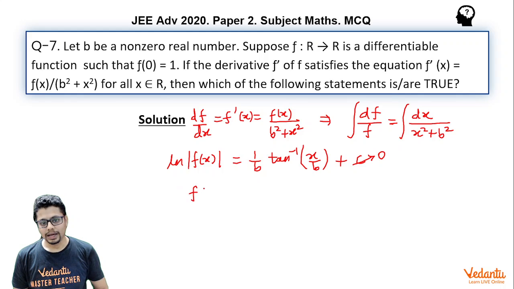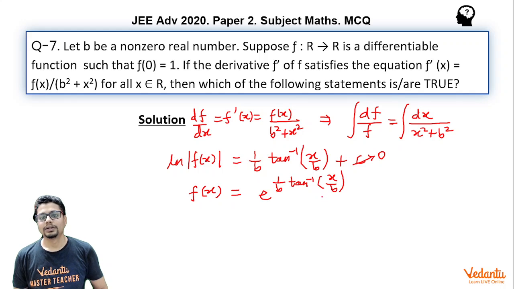Now f of x is equal to e to the power 1 by b tan inverse x by b. Now you may say mod of f of x should be equal to e to the power 1 by b tan inverse x by b. Then how have I written it directly so? We can say that because f of 0 is 1 and not minus 1. So f of x equal to e to the power 1 by b tan inverse x by b is correct and not minus e to the power 1 by b tan inverse x by b.